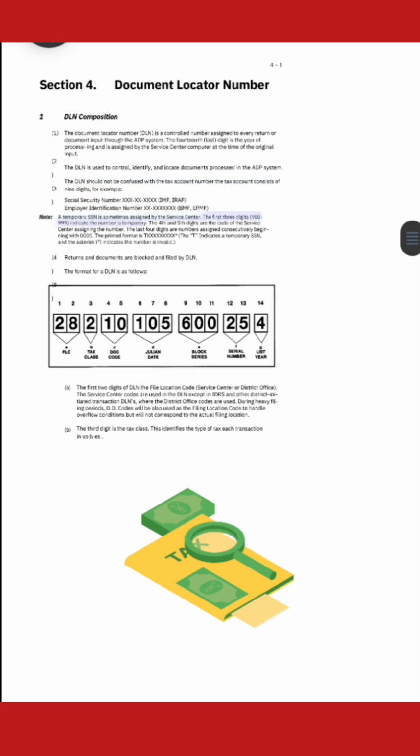The first 3 digits, 900 to 999, indicate the number is temporary. The 4th and 5th digits are the code of the service center assigning the number. The last 4 digits are numbers assigned consecutively beginning with 0001. The printed format is T, then the number, then asterisk. The T indicates a temporary SSN, and the double asterisk indicates the number is invalid.